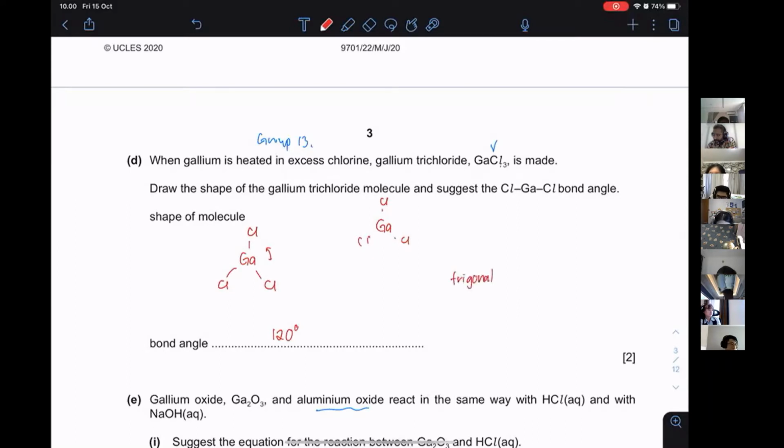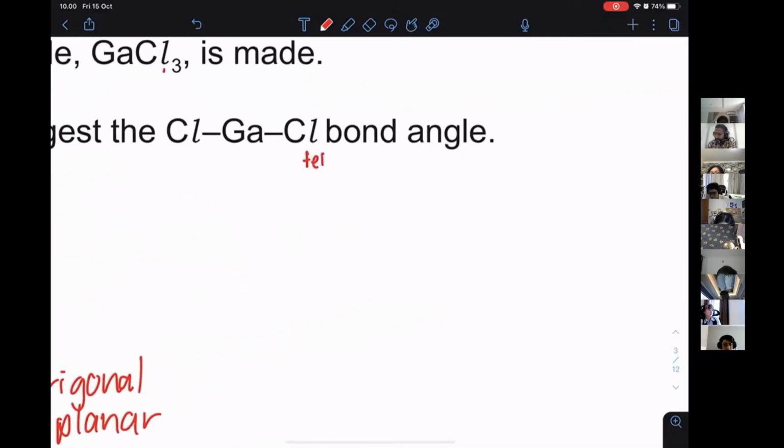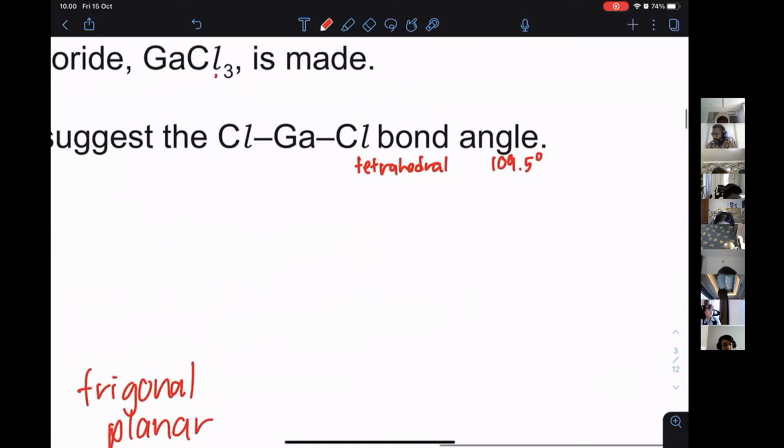Just to refresh your memory on this, do remember tetrahedral is 109.5 degrees. Now this is trigonal planar, 120. For tetrahedral, there are some variations, like ammonia: 1 lone pair, 3 bonding pair. If you have 1 lone pair and 3 bonding pair, the bond angle will be a bit smaller, 107 degrees. And what type of shape?